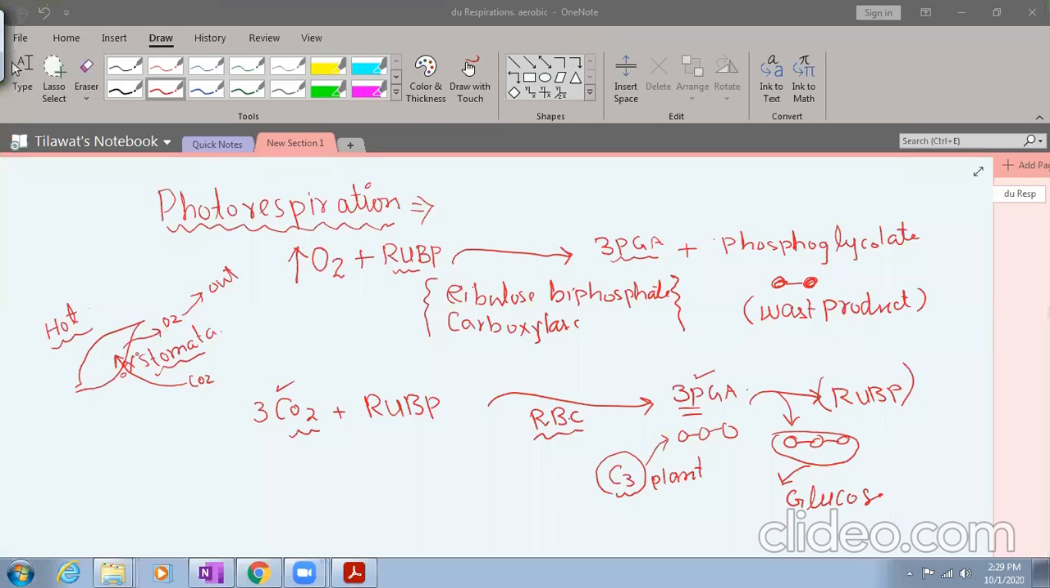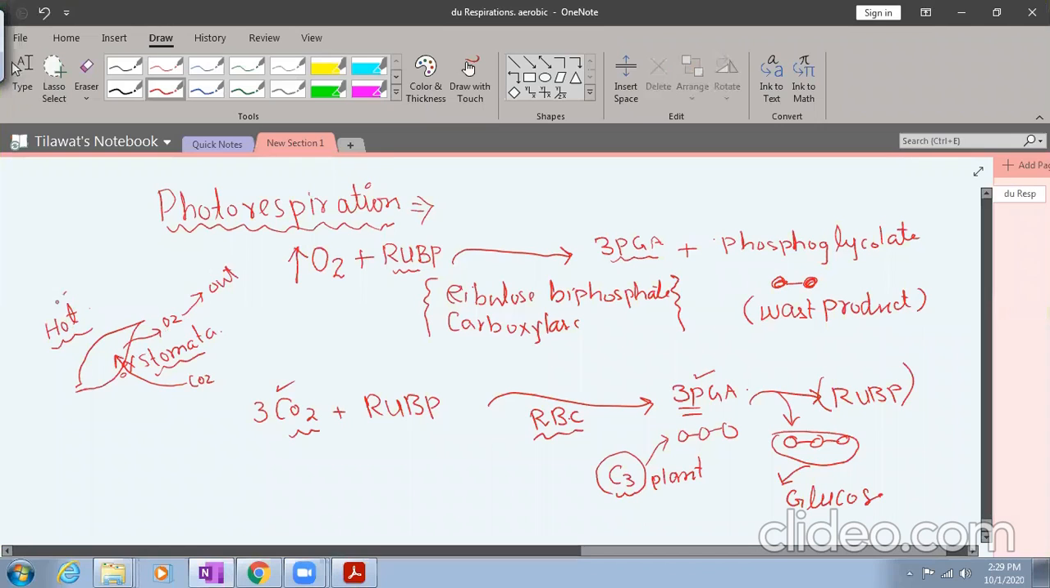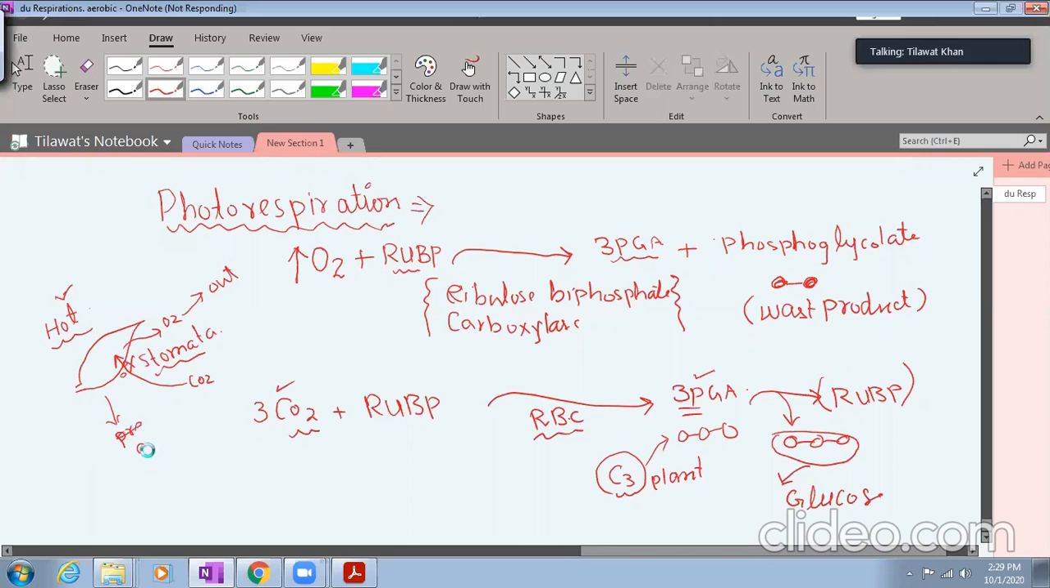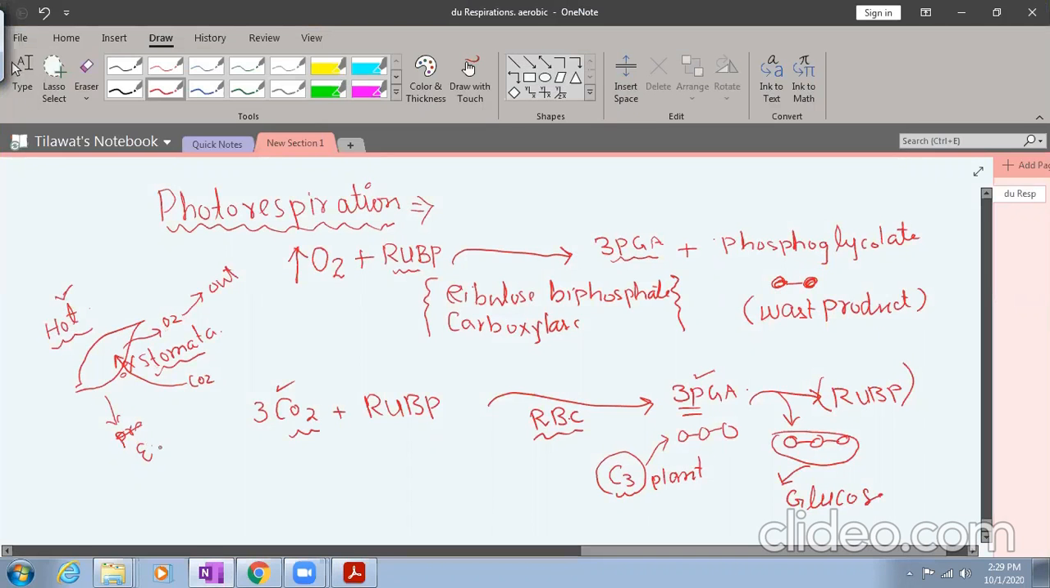What will happen, because these plants are living under hard conditions, is that to prevent water evaporation, they have to conserve water. They are keeping their stomata closed. When they keep stomata closed, it means carbon dioxide will not enter and oxygen will not go out.